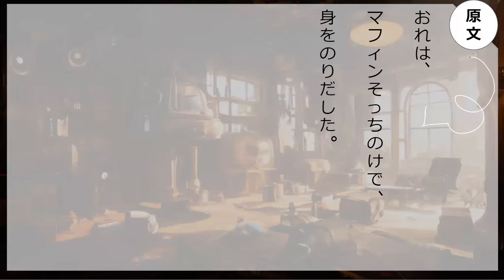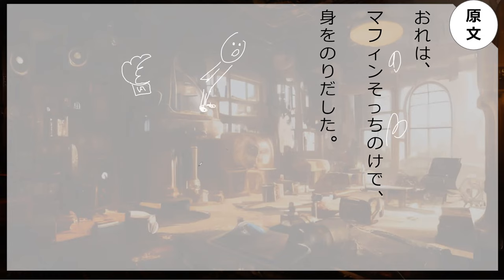So let's go read the line from the book. Ore wa muffin sochi no ke de mi o noridashita. I ignored the muffin and leaned my body forward. Contextually, he's probably leaning forward into Nebari's space to see what Nebari's doing with the magic, his magical stone with his book, you know? Because Khan's very curious about that.